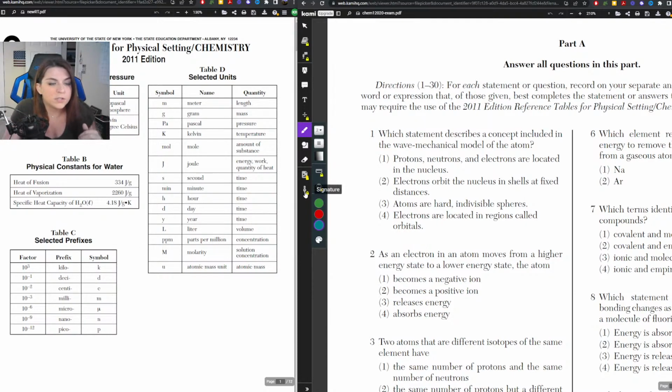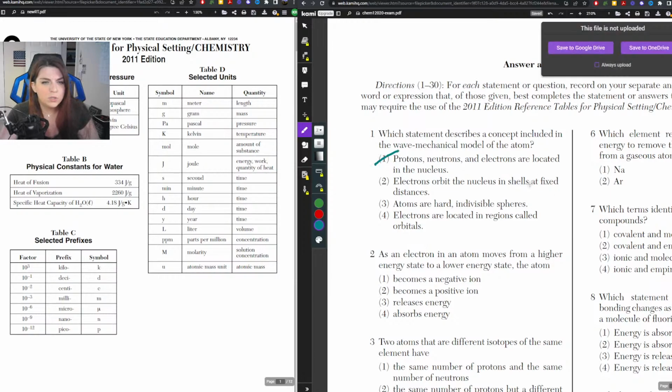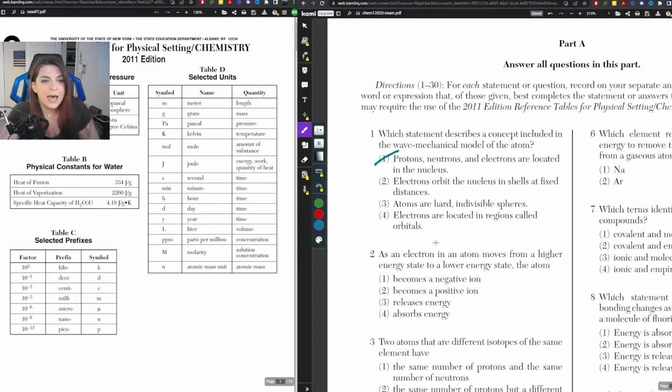A picture's worth 1,000 words. So protons, neutrons, and electrons in the nucleus, heck no. Electrons have never been in the nucleus of anybody's atomic model. Electrons orbit the nucleus at fixed distances. That is going to be the Bohr representation, the one that comes just before this one. Hard indivisible spheres is a no. And then we have, they are located in regions called orbitals. That is going to be it.